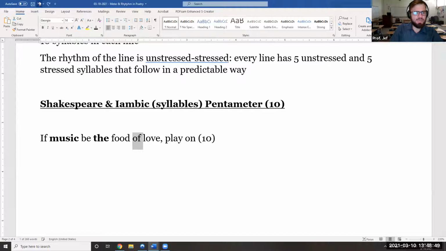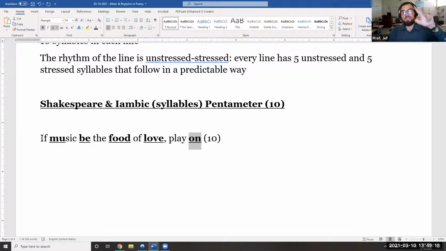I think I messed this up. I think I got it backwards, excuse me. I'm sorry, I see what I did. If music be the food of love, play on. Forgive me. Right, so if music be the food of love, play on, right?